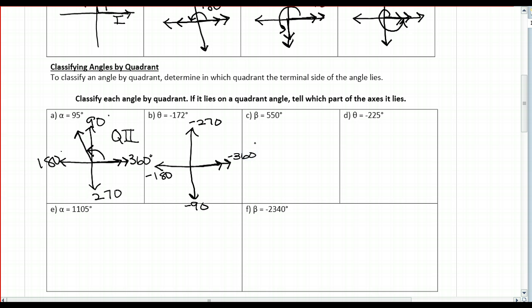Where does negative 172 fall? Well, we know that 172 is bigger than 90, but less than 180, so negative 172 will do the same. It will fall in quadrant 3. Don't forget your arrows.